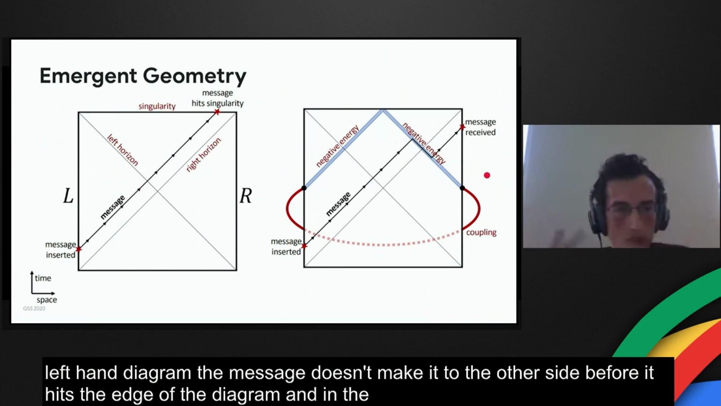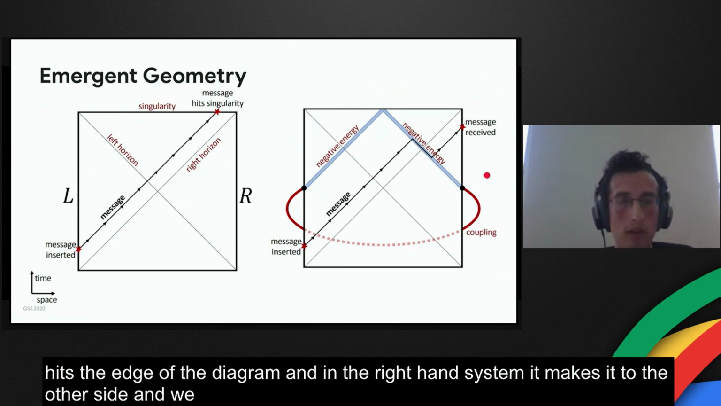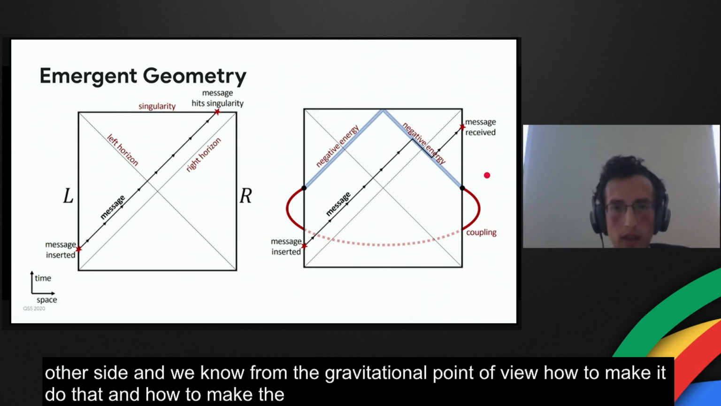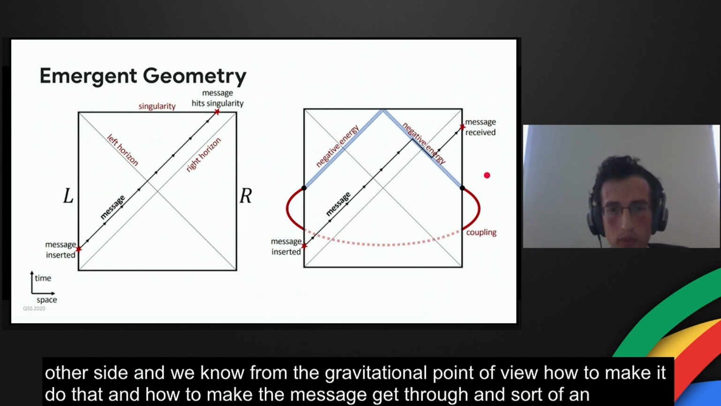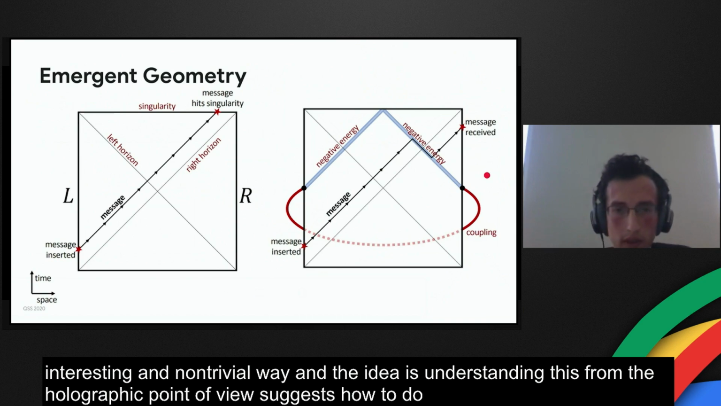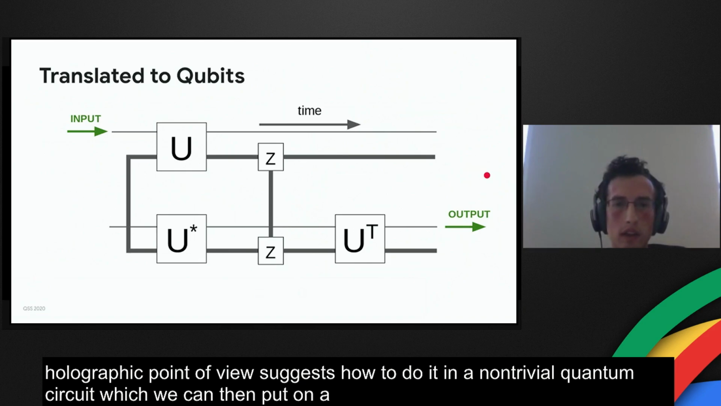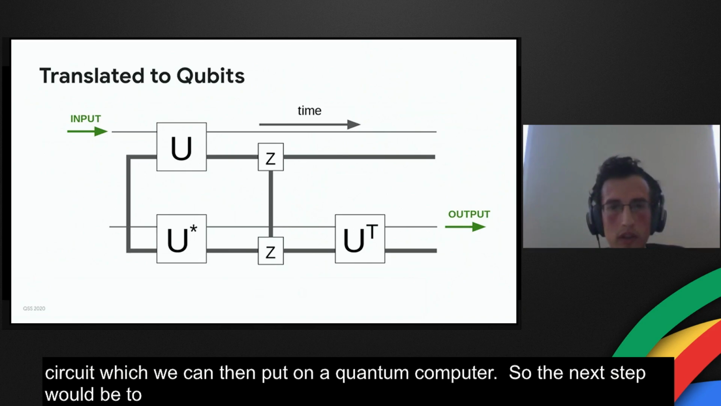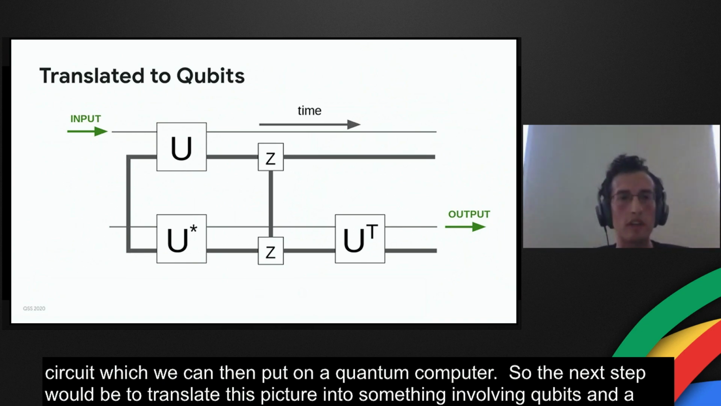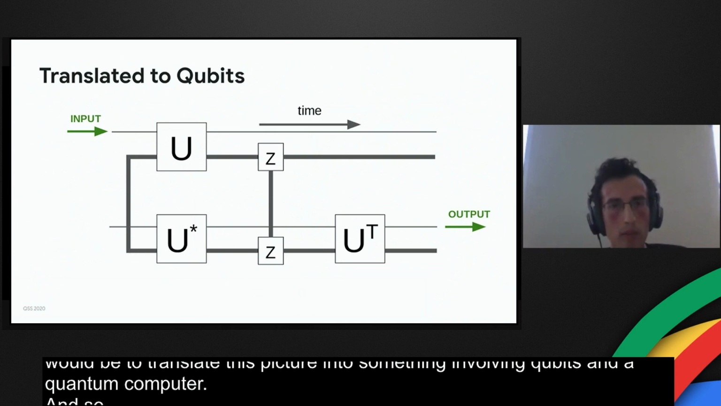And we know from the gravitational point of view how to make the message get through in an interesting and non-trivial way. The idea is that understanding this from the gravitational holographic point of view suggests how to do it in a non-trivial quantum circuit, which we can then put on a quantum computer. So the next step would be to translate this picture into something involving qubits and a quantum computer. You can just trust me that when you do that, this is what happens.